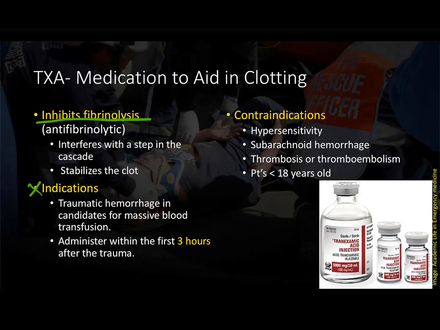Patients are able to receive TXA in cases in which traumatic blood loss has resulted and the patient is a candidate for large volumes of blood to be transfused. We generally need to administer this medication within 3 hours of the patient's initial injury. Contraindications include, as always, hypersensitivity, but also subarachnoid hemorrhage, thrombosis or thromboembolism, and patients that are less than 18 years of age. Usually this drug is packaged in increments of 1,000 milligrams or 1 gram, and in some cases it will be given as 1 gram inside 100 milliliters and infused.